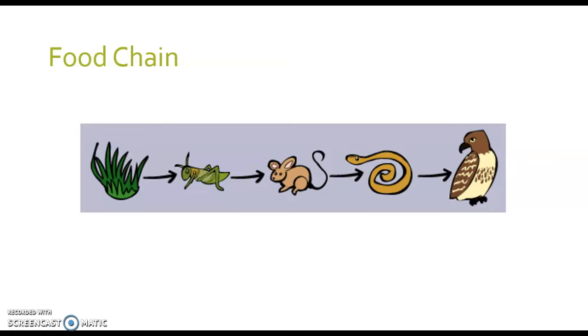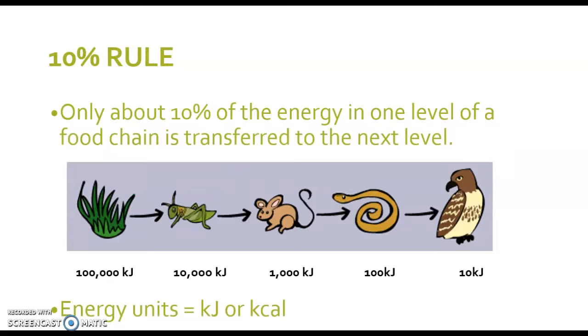But even though we know how energy is transferred from one organism to the next, how much energy is actually being transferred? And that's what today's lesson is going to be about. We understand how much energy is transferred from one organism to the next by following the 10% rule. The 10% rule states that only about 10% of the energy in one level of a food chain is going to be transferred to the next level. That means only 10% of the grass's energy will be transferred to the grasshopper when it eats it.